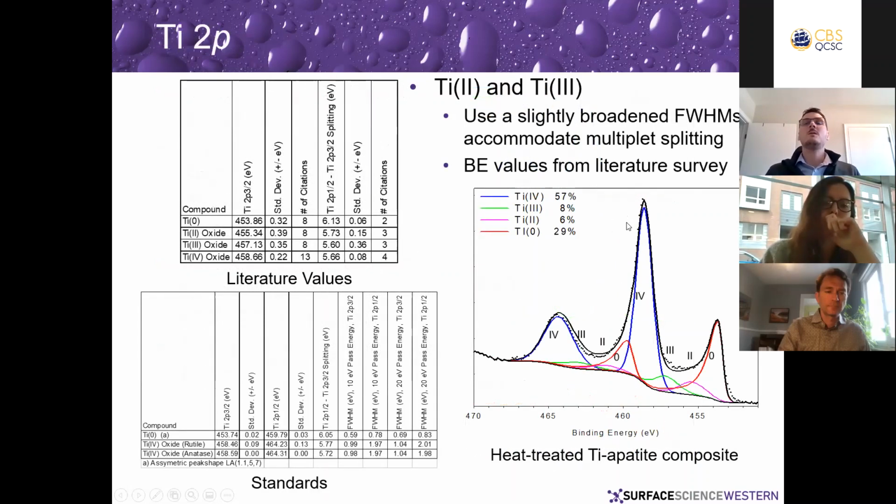Similarly for titanium, you can do the same sort of thing. Look at a bunch of standard materials, find out the binding energies that you would expect for those materials, and do the curve fitting that includes an asymmetric peak shape for the metal, constraining the full width half maxes of the different peaks, constraining the peak separation as well as the 2-to-1 ratio of peak areas, to be able to consistently quantify different titanium systems the same way.